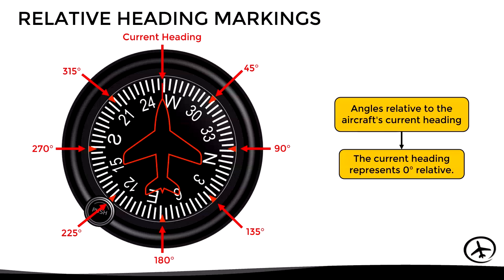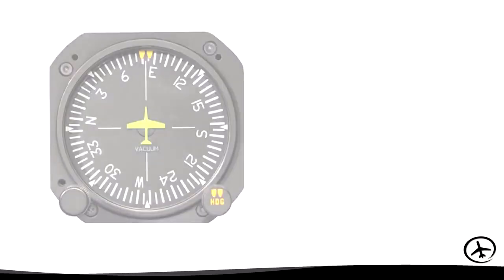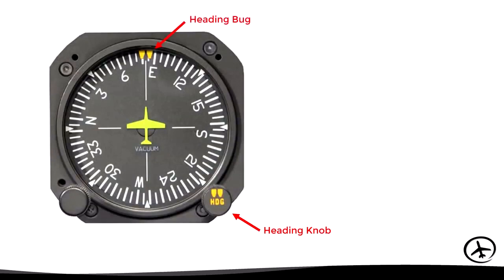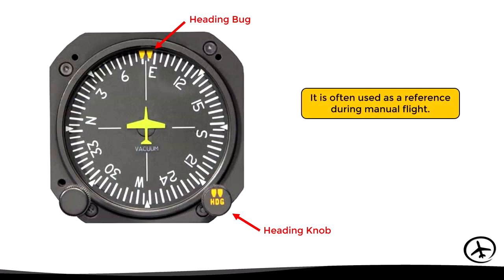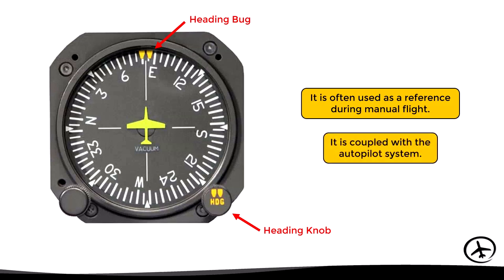Now, to finish with the parts of this instrument, some heading indicators also incorporate a heading bug and its corresponding heading knob. This allows the pilot to select a particular heading in the instrument. It is often used as a reference during manual flight, but can also be used in conjunction with the autopilot system.